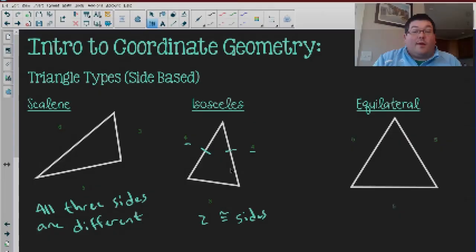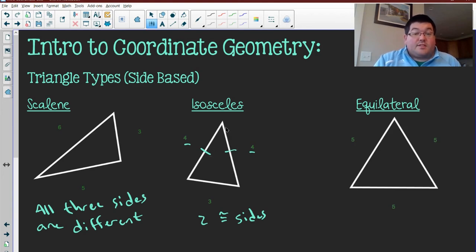And one other property that's really helpful with the isosceles triangle is that when you have 2 congruent sides, the angles at the base of an isosceles triangle are also congruent, right? So not only are the sides congruent, but the two, what we would call base angles, are also congruent.